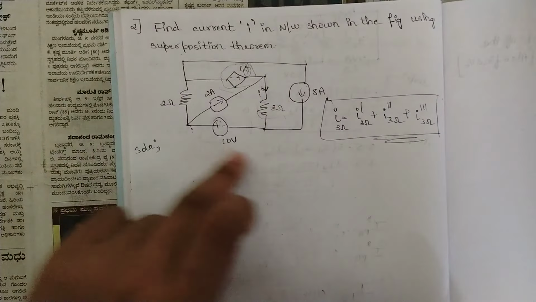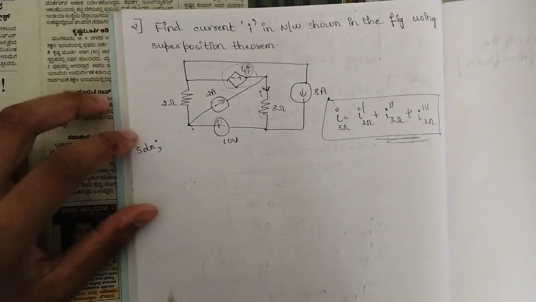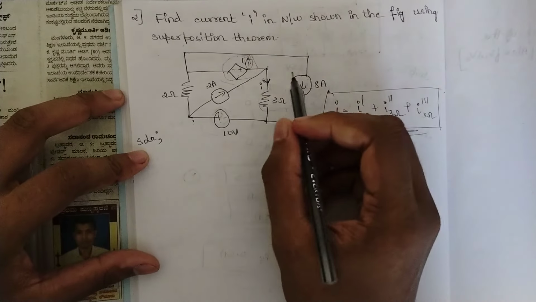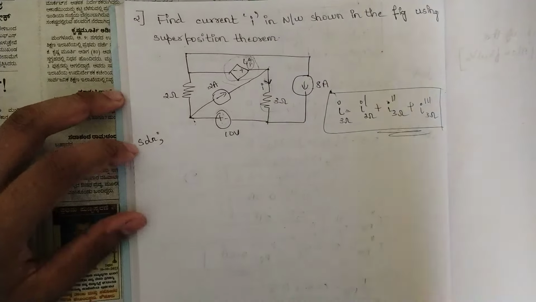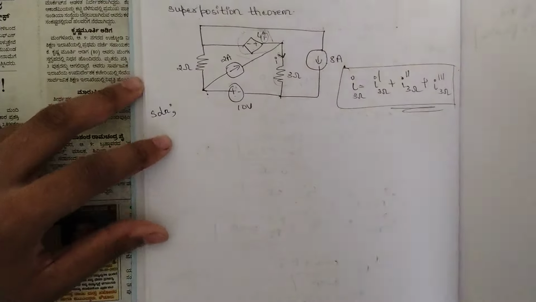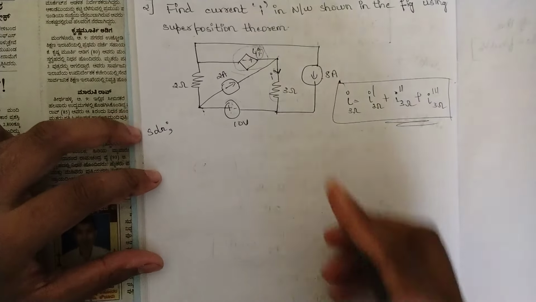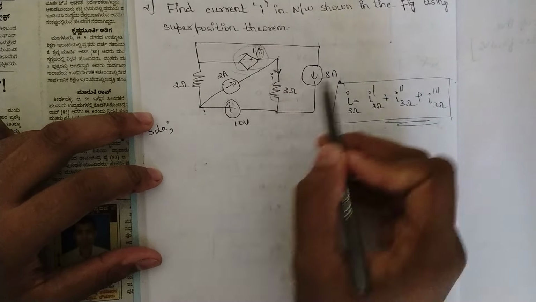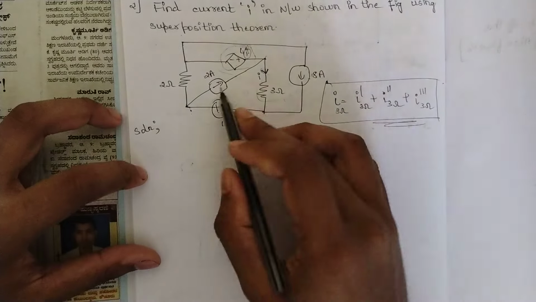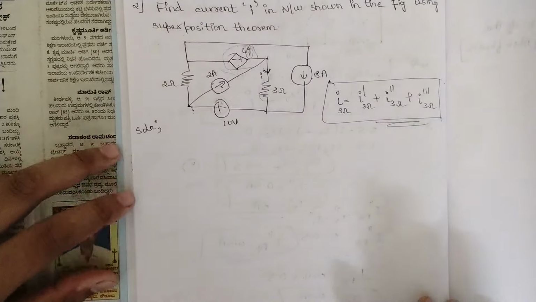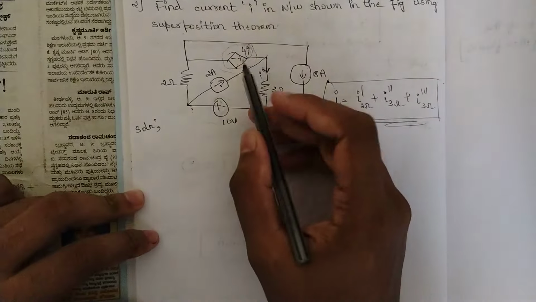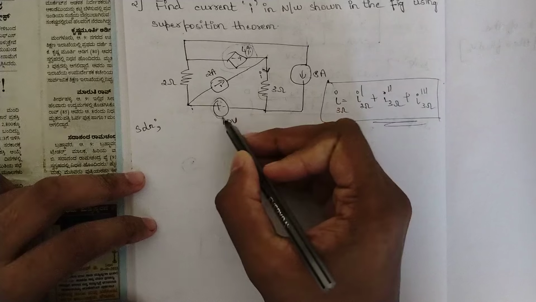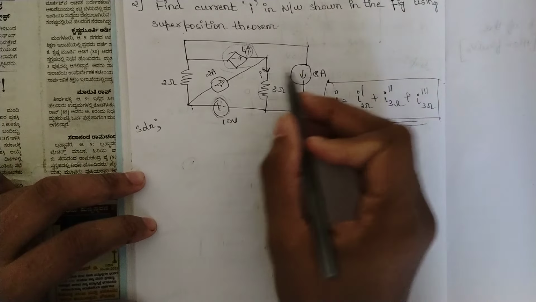We should be splitting this network into three different networks, keeping only one source at a time. Okay. So that's why we have three sources here. We should be eliminating any two sources in the first step and solving. So in the first step, I'll keep this dependent source as it is. And here we have three sources. That is, two current sources and one voltage source. So now, you should not be touching this dependent source. In this case, I am keeping this voltage source as it is and removing these two current sources.